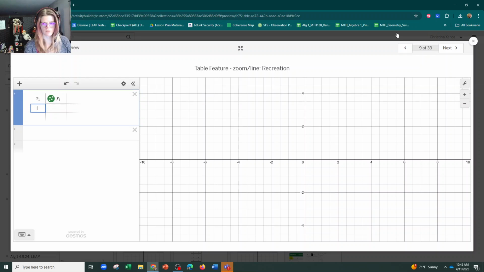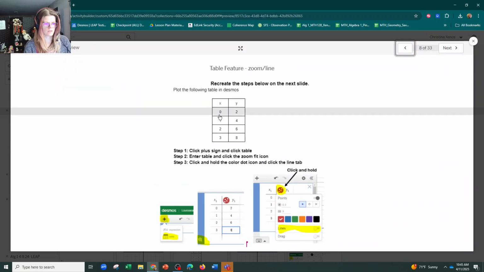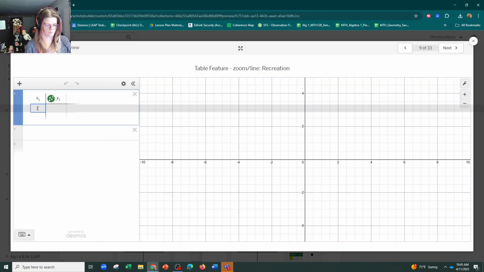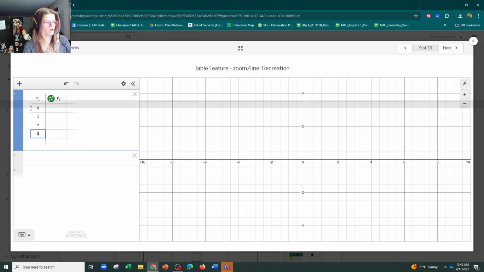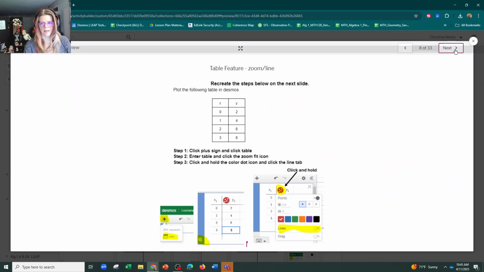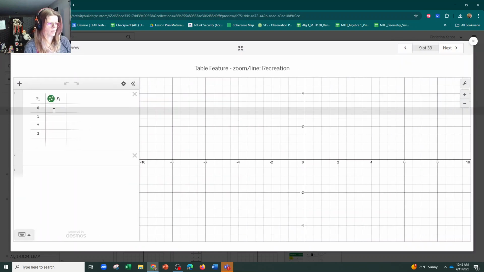And next slide, we're going to hit the plus sign, click table, and then we can enter our numbers. And what were they? 0, 1, 2, 3 for our x values. Notice the subscripts, those matter. 0, 1, 2, 3. My favorite part is that it'll autofill those numbers for you after a little bit. And then 2, 4, 6, 8. Wow. For our y values.